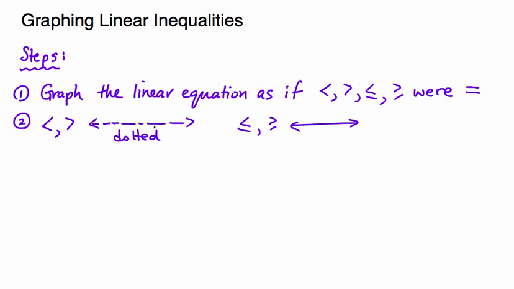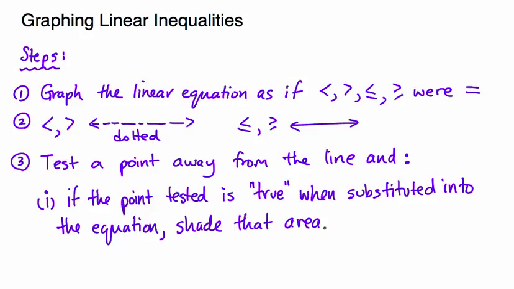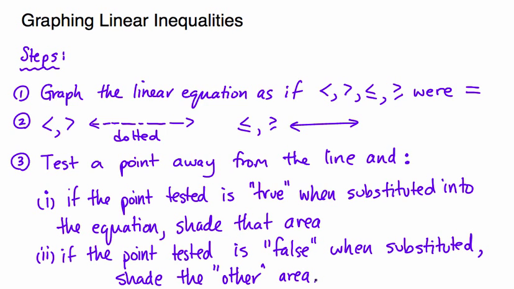And that's simply because a dotted line shows that it's a boundary. It doesn't include that line, but it goes right up to it, and a solid line includes that line as well. And step 3 is we test a point away from the line, and one of two things is going to happen. Option 1 is the point is actually part of the solution, and that'll happen if when you test that point you get a true statement. I'll show you what that means in a second, and we shade in that area. If the point tested is false when it's substituted into the equation, don't shade that area, shade the other side of the line. Okay, let's take a look at this through a couple of examples.